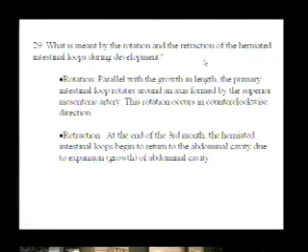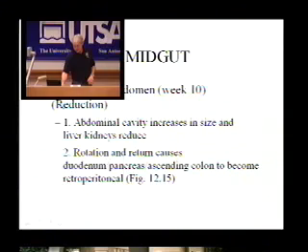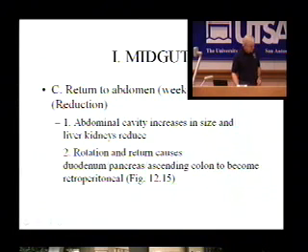So what's meant by the rotation? Well, I'll leave that for you to read. And obviously it's formatted to gear you toward visualizing a question or two being generated from that. Continuing then, there will be the return to the abdomen in week 10. This is called reduction. So the abdomen becomes large enough so that the umbilical hernia undergoes reduction. It's reduced in size. And the rotation and the return causes the duodenum, pancreas, and ascending colon to become retroperitoneal.